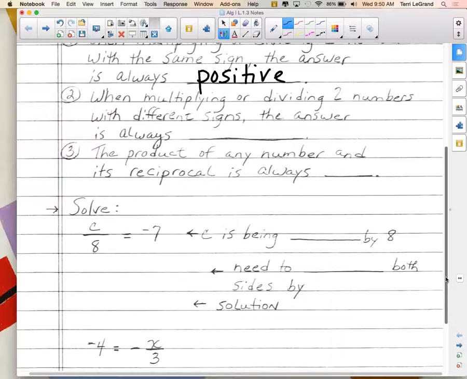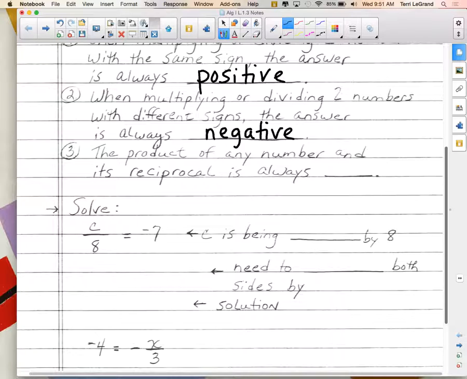Well, what happens when there are different signs? There's one of each. The answer will always be negative? What do you think? When you're multiplying or dividing, one of them is positive, the other is negative, or vice versa, negative, positive. Will the result always be negative? Yeah, it will. Yeah, so when I stop and ask, then you start second-guessing yourself, don't you? Don't second-guess yourself. You know this stuff. Come on. When you multiply or divide with different signs, one of each, then your answer will always be negative.